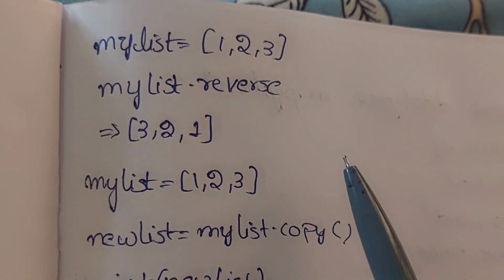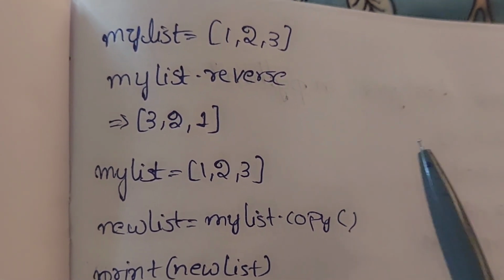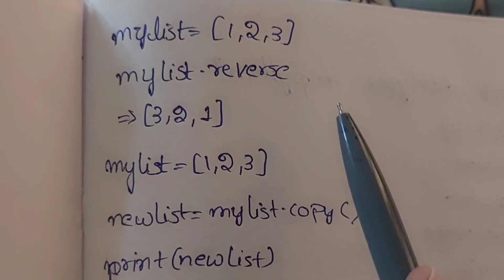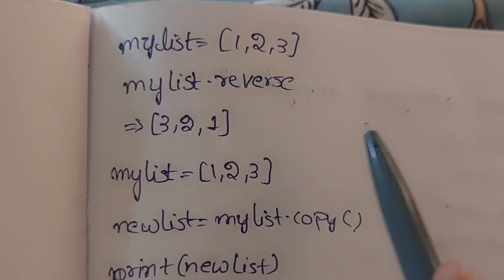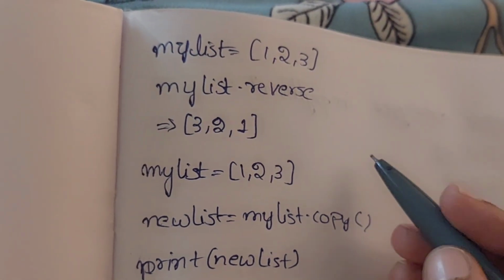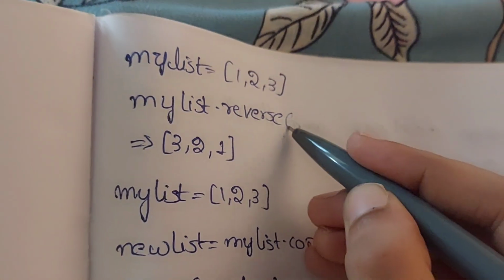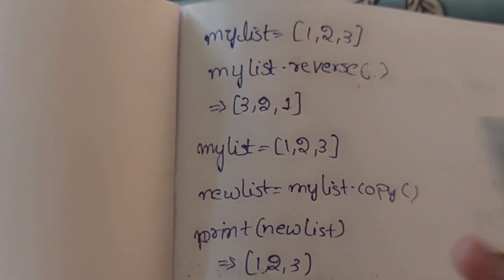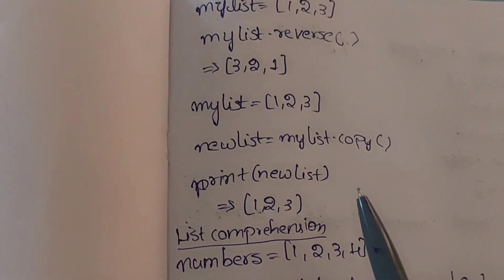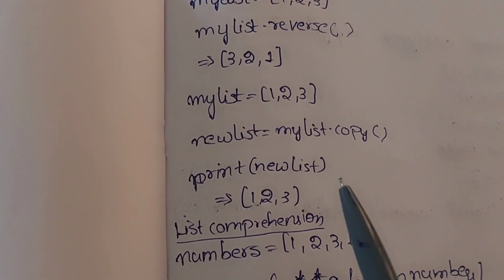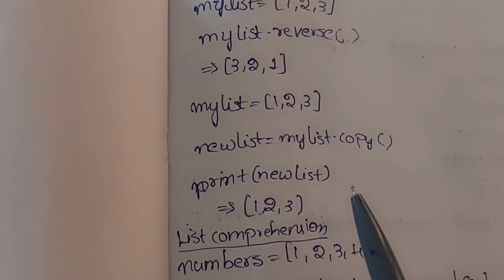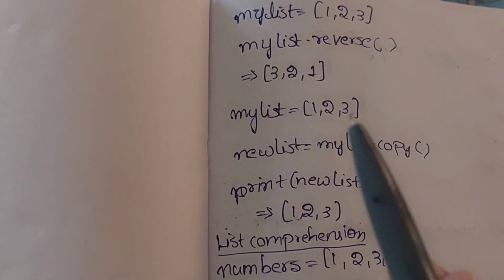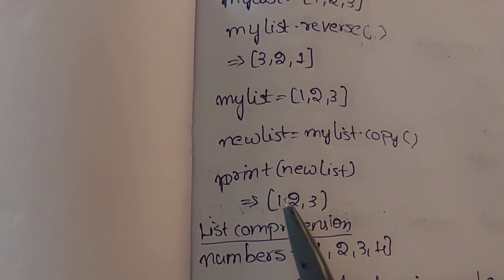And the next method which we are going to learn is reverse. So this reverse method is helpful for us to reverse the elements in the list. So for example, here when we give the reverse like this, my list dot reverse of, it is helpful for us to reverse the list elements. And the next method which we are going to learn is copy. So this copy method is helpful for us to copy all the previous list elements to the new list.